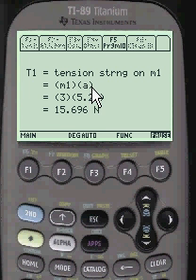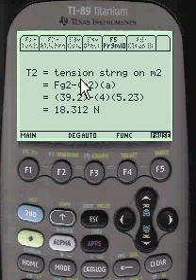I do the tension of string 1, 15.696, which we found the formula for, mass times acceleration, for T1. And we now know the acceleration, so we can put that in there. And T2 turns out to be 18.312.